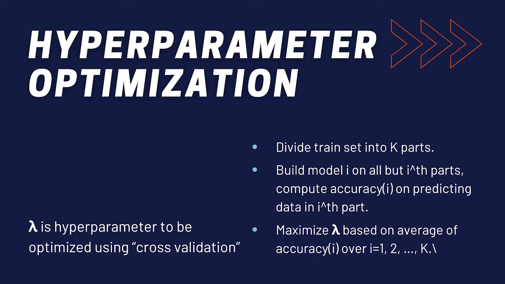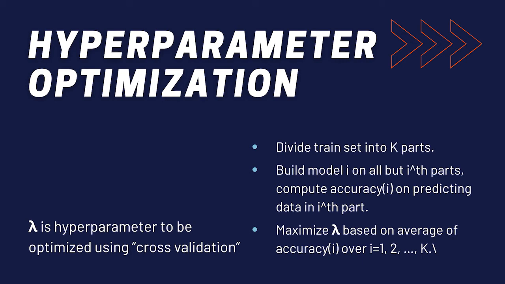And you train a model I on all but the I's part, and compute the accuracy on predicting the data in the I's part. And then you compute the average of accuracy across all I equals 1 to K. And you want to maximize your hyperparameter lambda by varying it so that you will maximize this average accuracy.